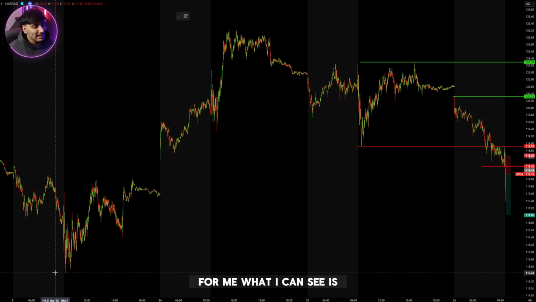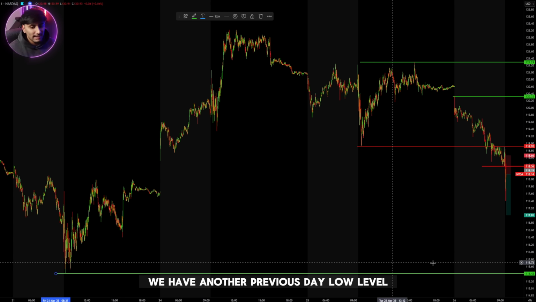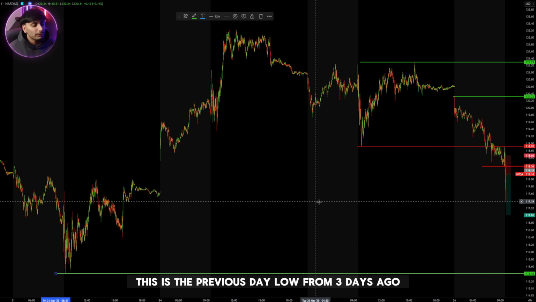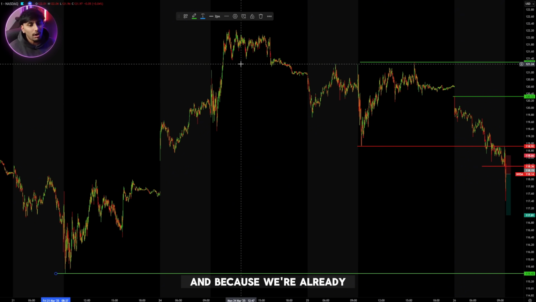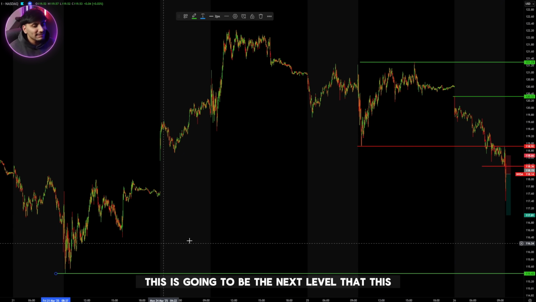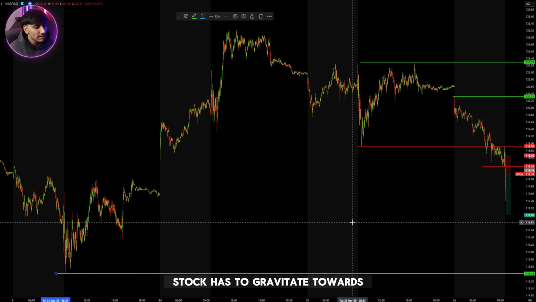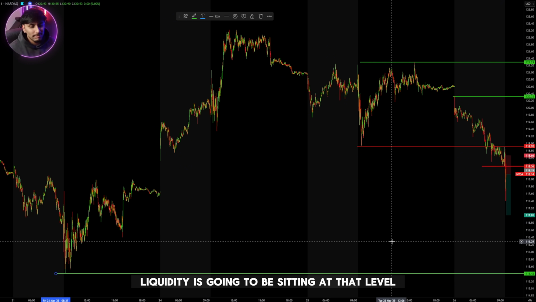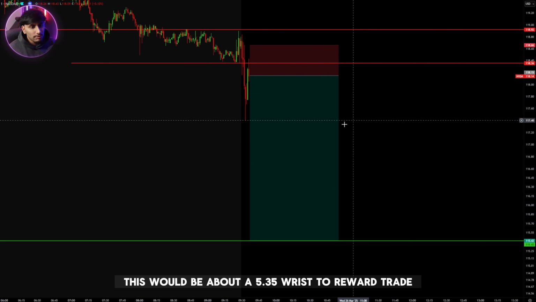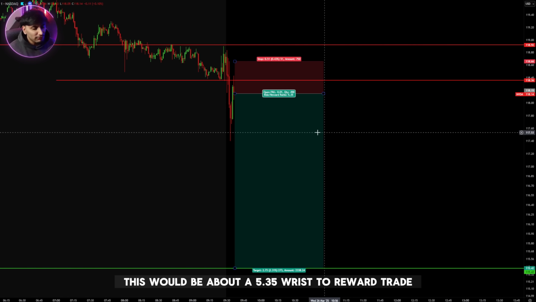For me, what I can see is we have another previous day low level right at that 115.42. This is the previous day low from 3 days ago, and because we're already below both of these previous day lows, this is going to be the next level that this stock has to gravitate towards, because the most liquidity is going to be sitting at that level. Because we understand the context of this trade as well, this would be about a 5.35 risk to reward trade.